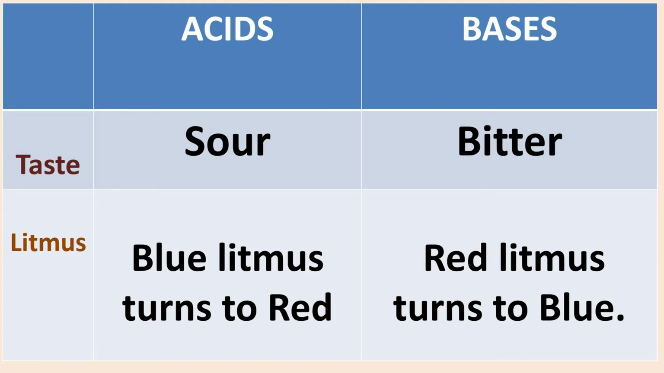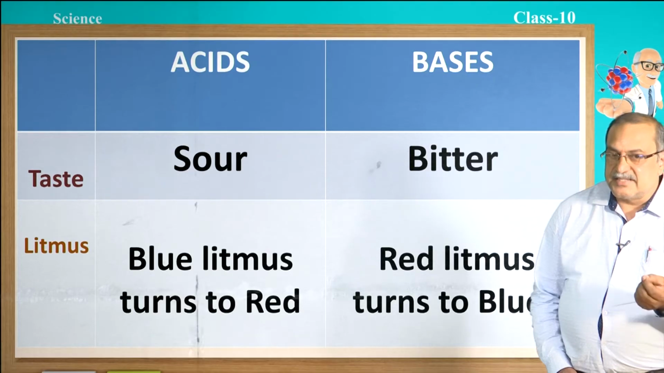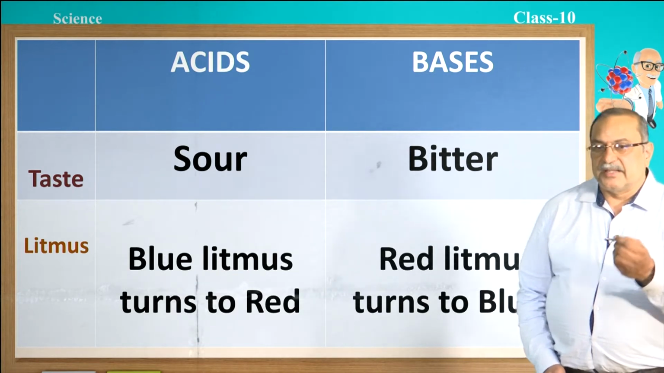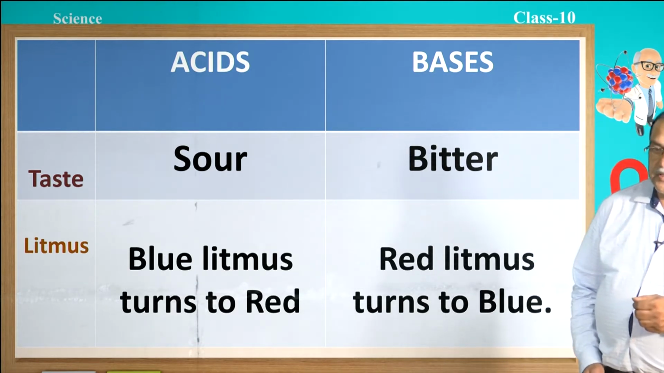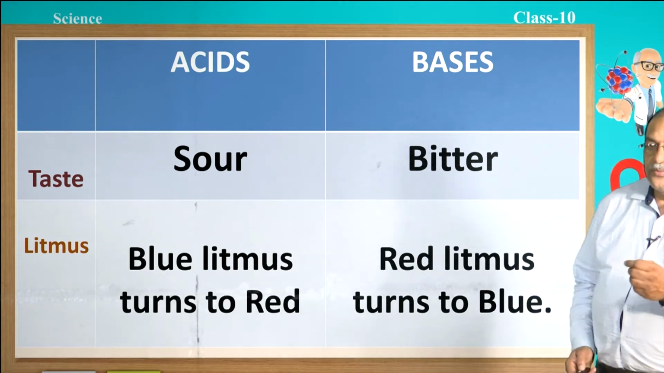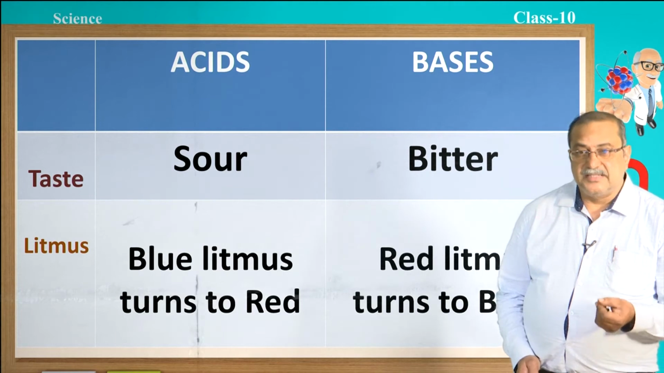Okay. So litmus turns red when we dip it in acids. That means blue litmus turns to red in acids. In bases, red litmus turns to blue in color. So this is the property of acids and bases.